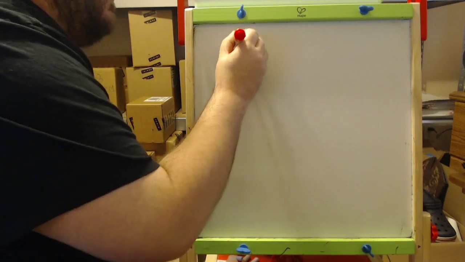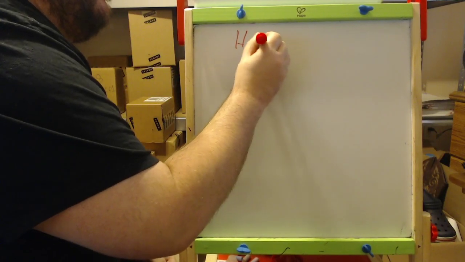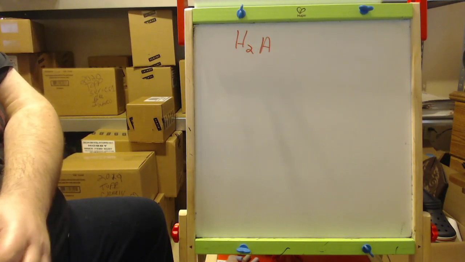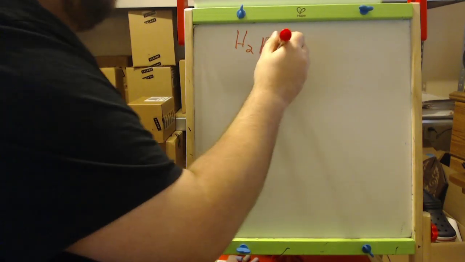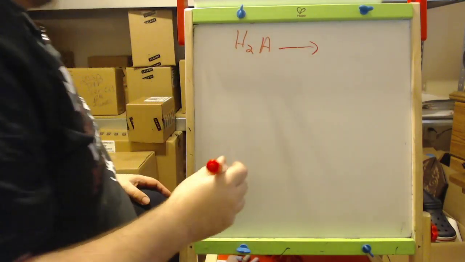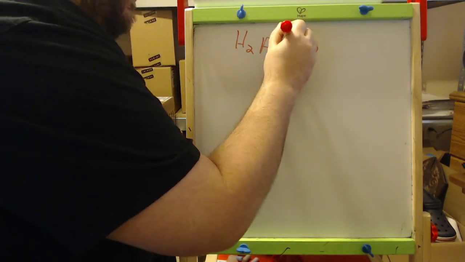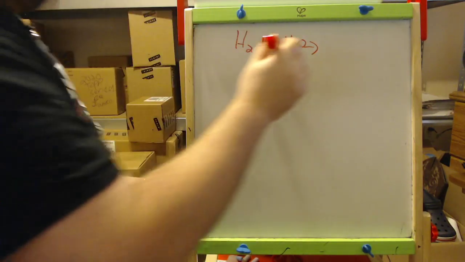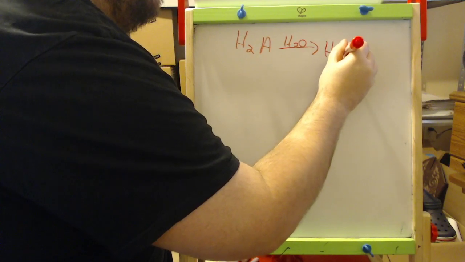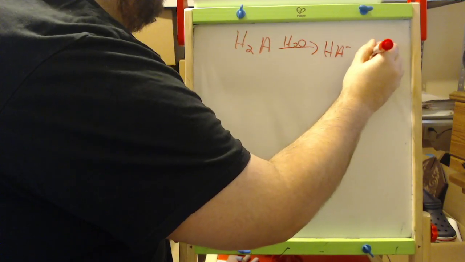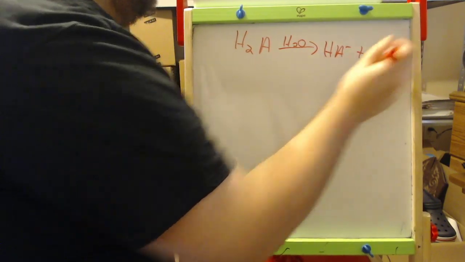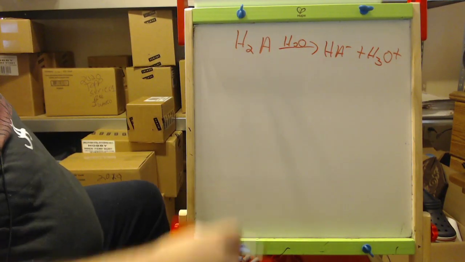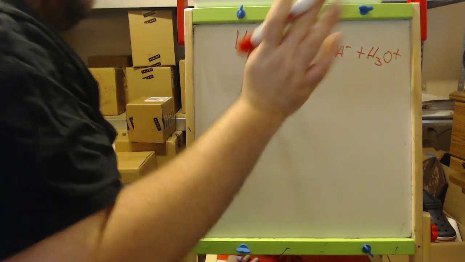And I have something like this, H2A. All right. Now, here's what really happens. Yes, I create hydronium. Okay? I place it into water. And I get out HA minus and hydronium. Just like so. It deprotonates, makes hydronium.